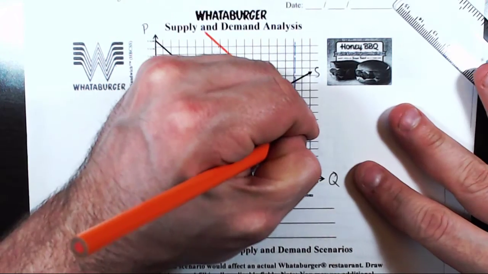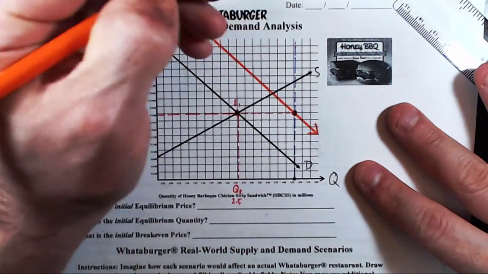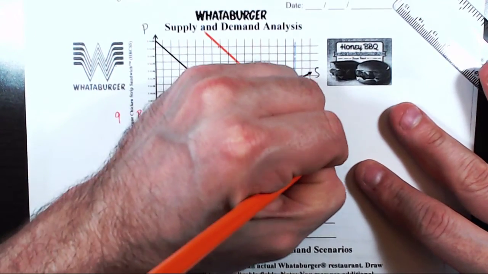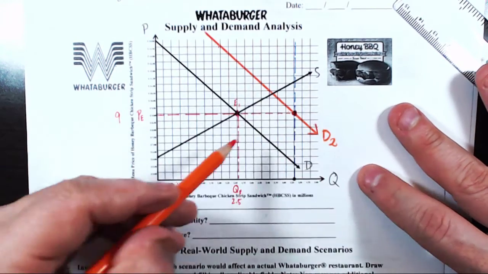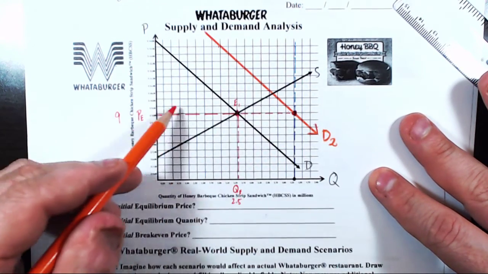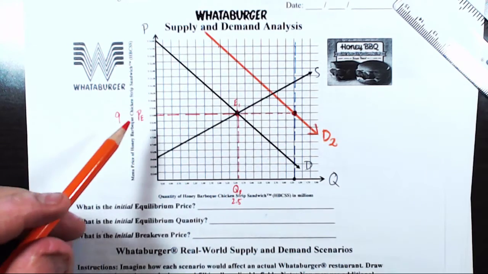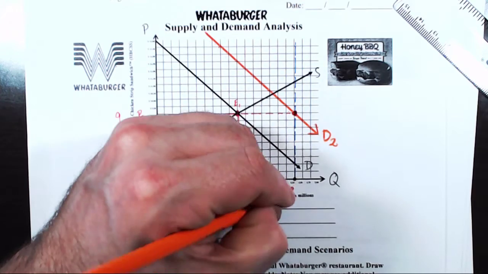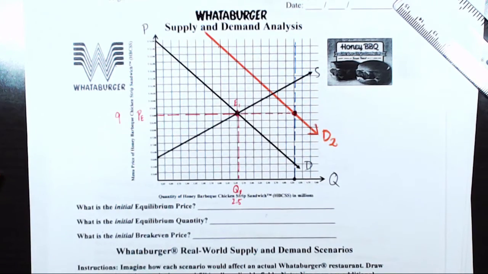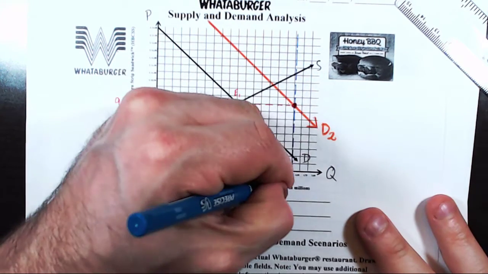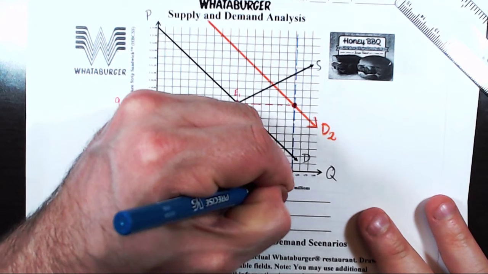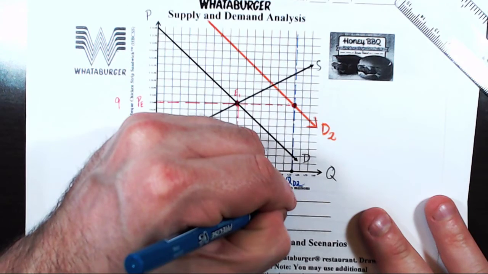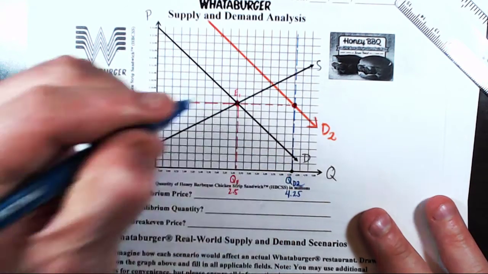There's my new demand line. So this is demand for scenario 2, demand 2. Price did not change. So the sandwich still costs $9. But now people are demanding more of it. They're demanding 4.25 million. So quantity demanded for scenario 2 is 4.25 million.